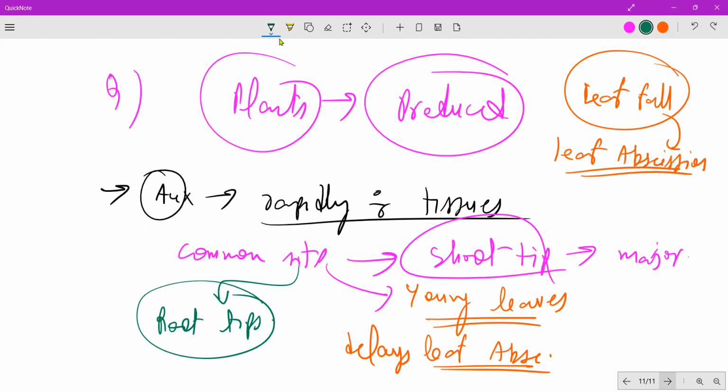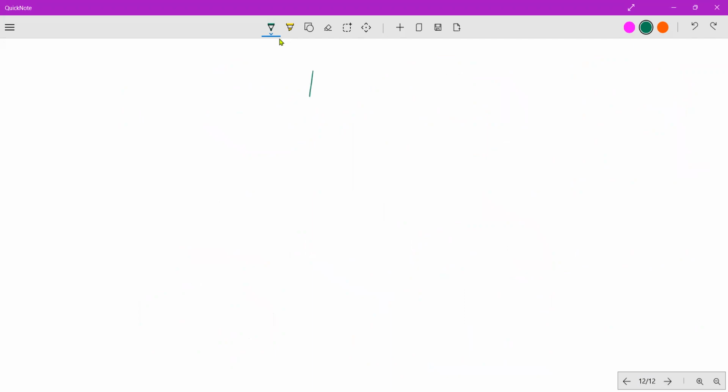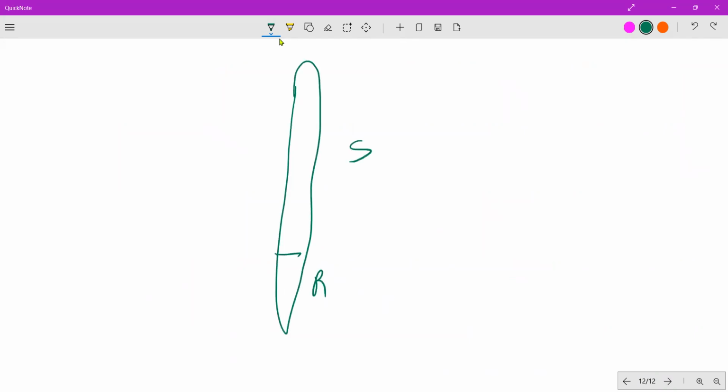If I talk about a plant, if I say this is a plant, these are our roots and these are our shoots. So auxin is being produced here and also here. But even though the root tips produce auxin, they are still dependent on auxin from the shoots.